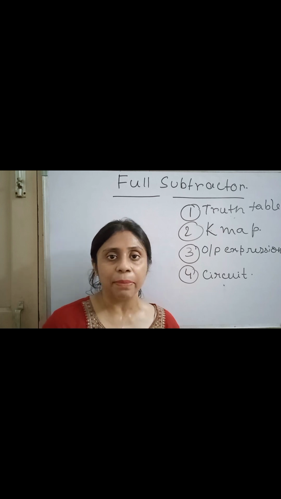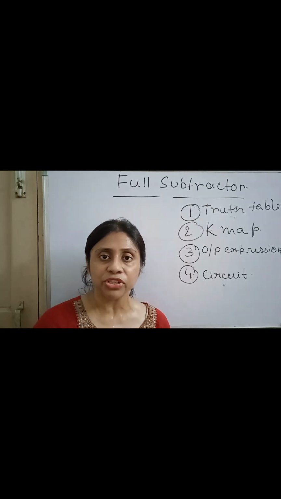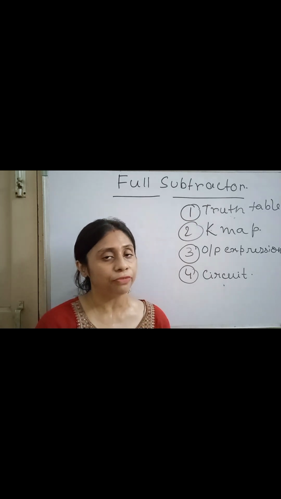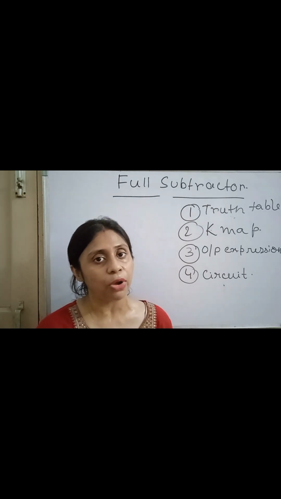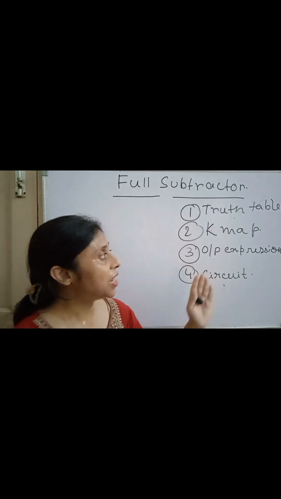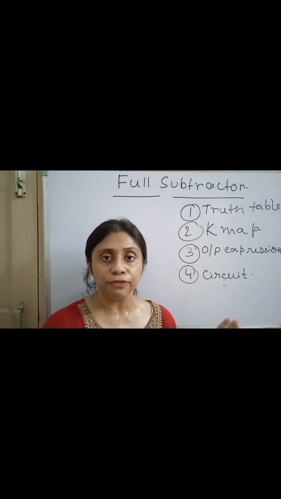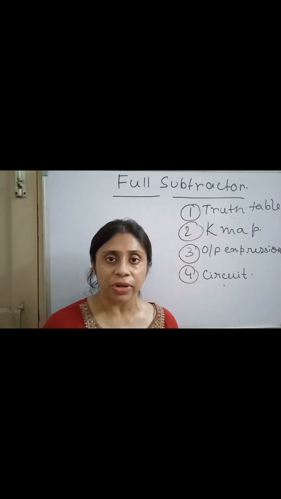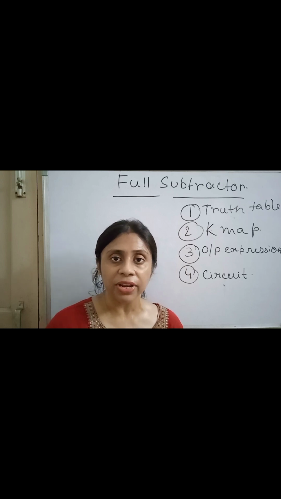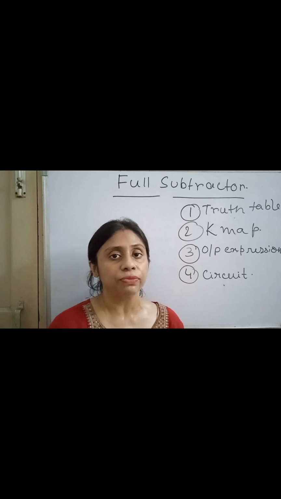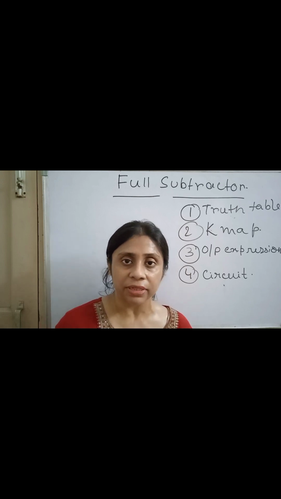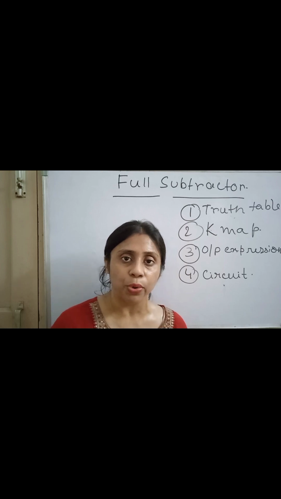Now from each Kmap, we will derive the output expression, right? From the Kmap for sum, we will derive the output expression for sum, and from the Kmap for carry, we will derive the output expression for carry. Now similarly, in case of full subtractor, there are 2 output lines. One is the difference and another one is the borrow. So we will have 2 Kmaps, one for difference and another one for borrow.